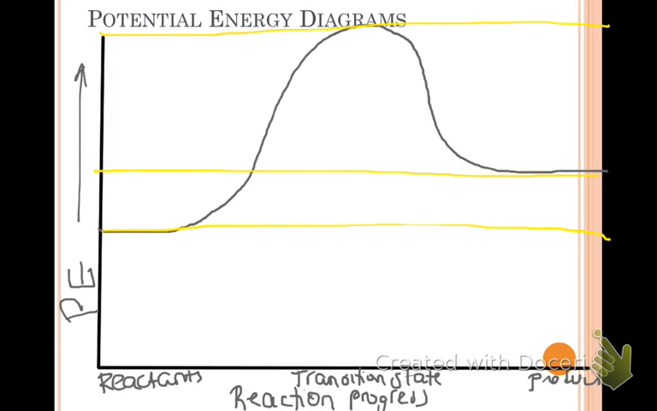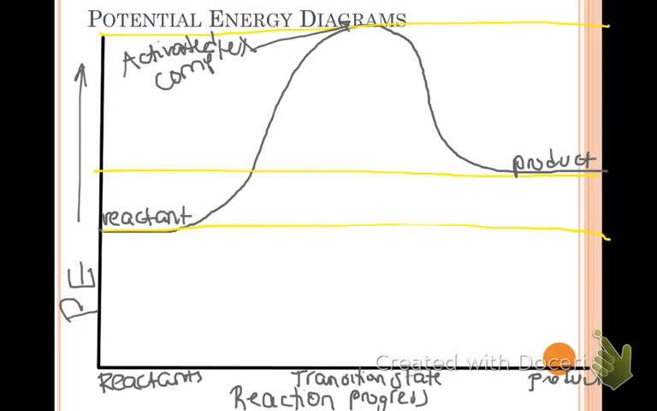I forget what color I did it in before. I apologize. Let's pretend it's gray. So this is your reactant. This is your product. And up here is your activated complex. I'm going to draw an arrow to it. So let's figure out what everything is.